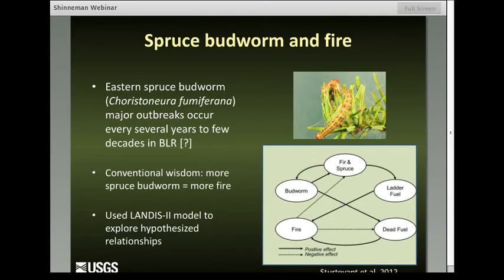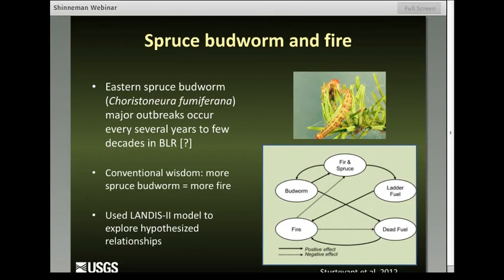Now I'm going to shift gears a bit and talk about a project that I was fortunate to be involved with, another modeling project with Brian Sturdivant, Brian Miranda, and others, looking at spruce budworm and fire. This also was a modeling project using LANDIS, where we looked at eastern spruce budworm, a species that can have major outbreaks in this region, generally every few decades historically.